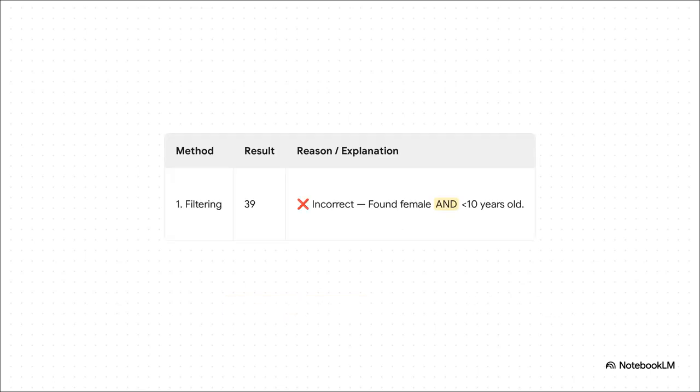And what do we get? 39, which is wrong. So what happened? Well, here's the critical thing to understand. When you stack filters like that, the spreadsheet is looking for people who meet both conditions. It's looking for passengers who are female and under 10. But remember our question? It was or. And that is a huge, fundamental difference.